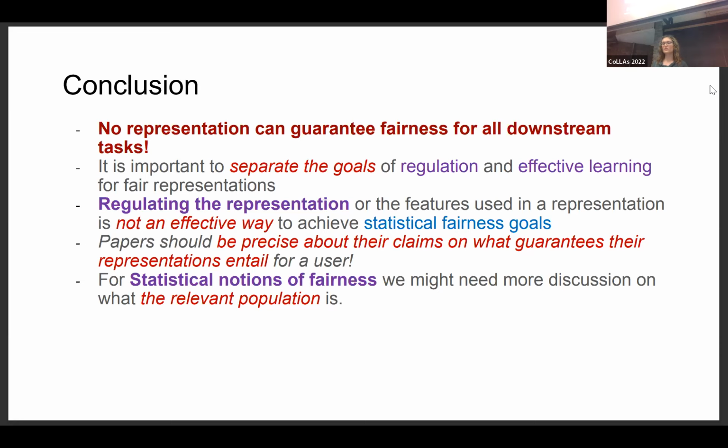We think that if the goal of regulation is to achieve some statistical fairness goal, then regulating just the representation is not effective. It might still be the case that fair representation is useful as a tool for machine learning practitioners, but people should be precise about their claims. And lastly, we started some discussion on what the relevant distribution is for statistical fairness notions. Yeah, that concludes my talk.